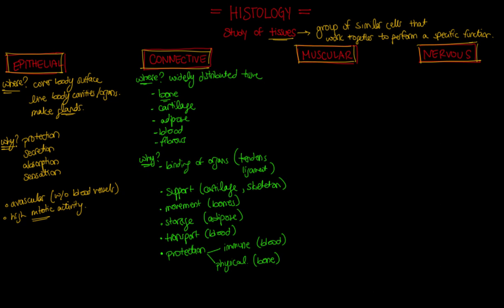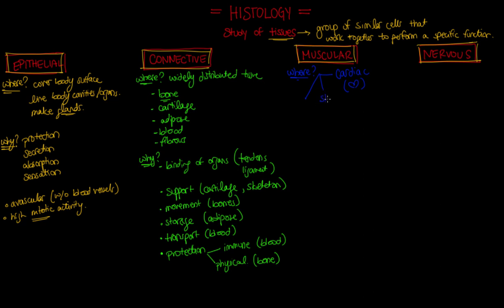Next up, let's talk about our muscular tissue. So where is your muscular tissue located? Well, we have 3 types of muscle tissue in our body. And so the location depends on which type of muscle we are discussing. We have cardiac muscle. So location is going to be the heart.